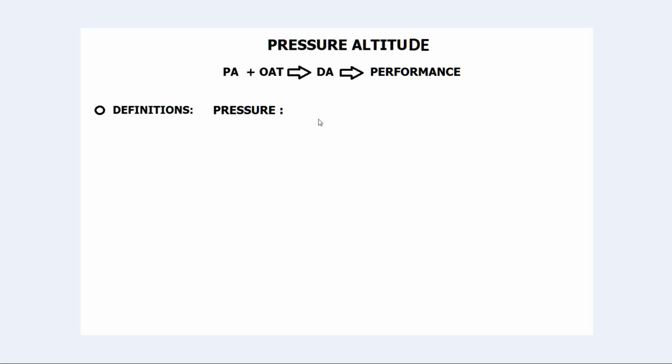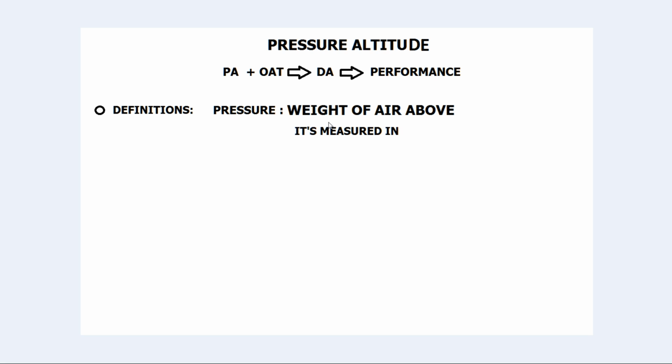The pressure altitude, first we're going to understand what is pressure. Pressure actually is the weight of the air above us and all around us. It's the weight of the molecules of the air all around us and all above us. We know that the molecules of the air cannot be seen, but they have mass and they have weight, and they are pulling down toward the surface of the Earth because of the gravity of the Earth.